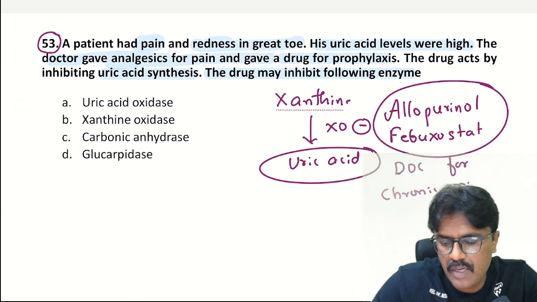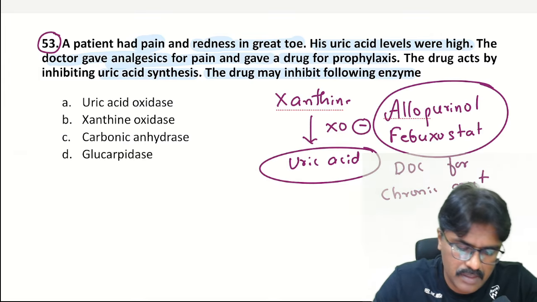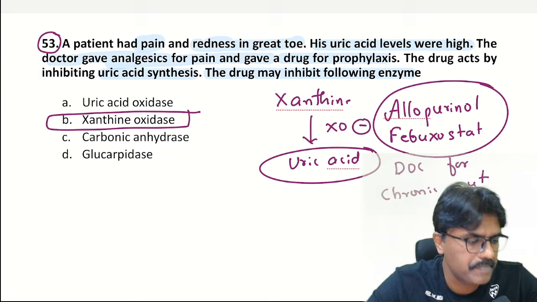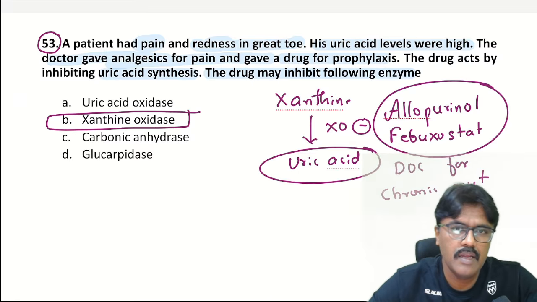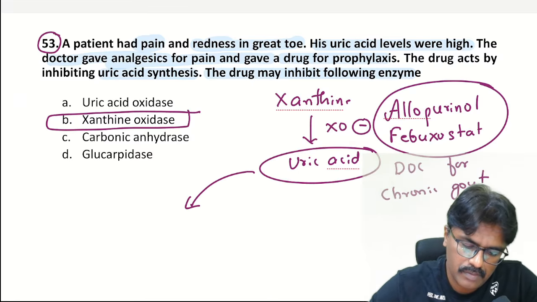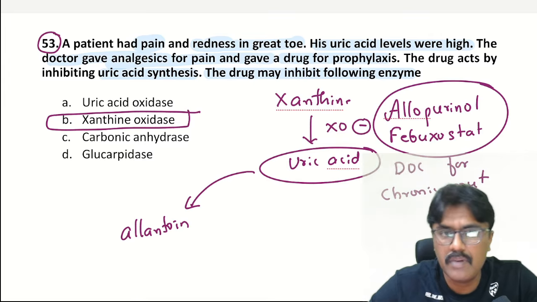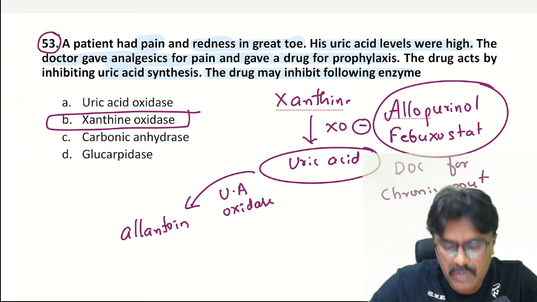So the question is not asking what is the drug of choice. The question is asking which enzyme is inhibited by these drugs. The enzyme name is xanthine oxidase. So the answer is B. Now uric acid is converted into allantoin, and that is in birds, not in us. The enzyme name is uric acid oxidase. So humans don't have this enzyme.